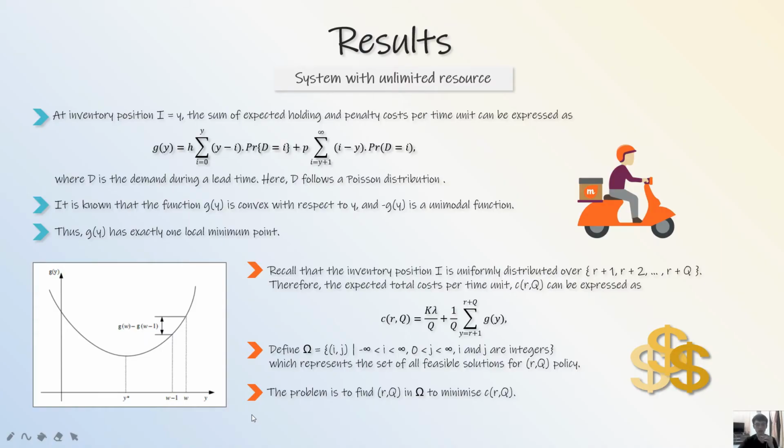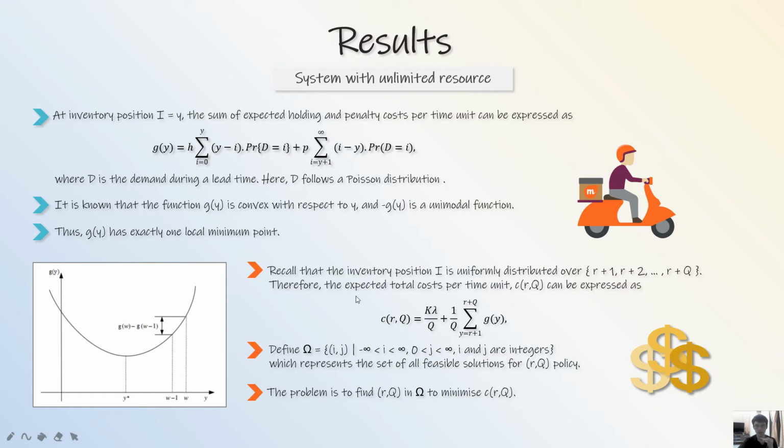So from the part of methodology, we know that we need to deal with the system with unlimited resource first. After that, we do some modifications so that we can deal with the system with limited resource. In our model, we have our demand follow a Poisson distribution, and we also apply a concept called inventory position, so that the sum of expected holding and penalty cost can be expressed as this function. We can see that this function is convex with respect to y, and the negative of this function is a unimodal function, so that it has exactly one local minimum point.